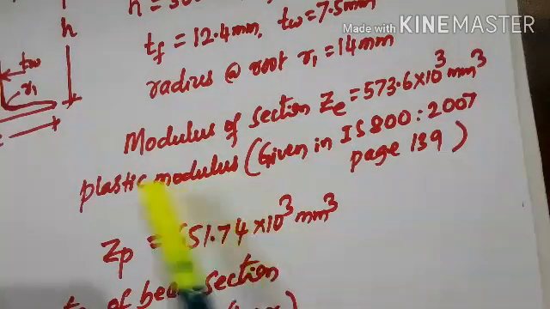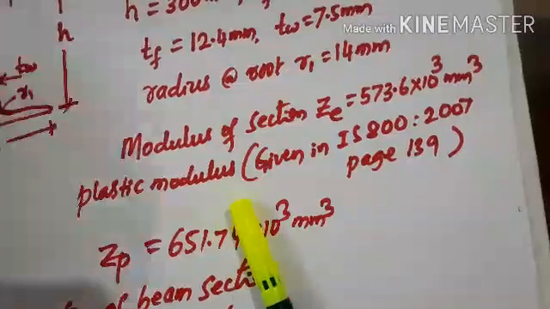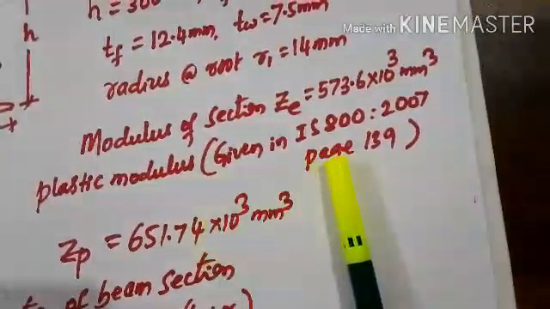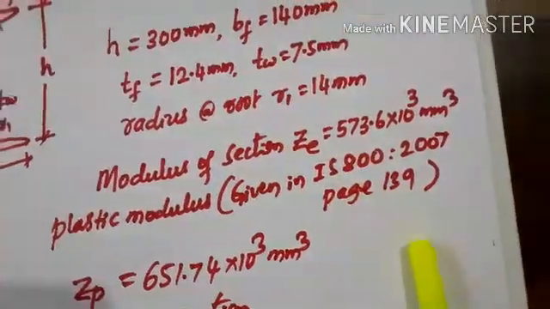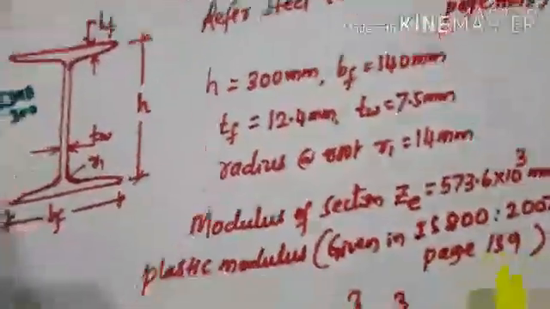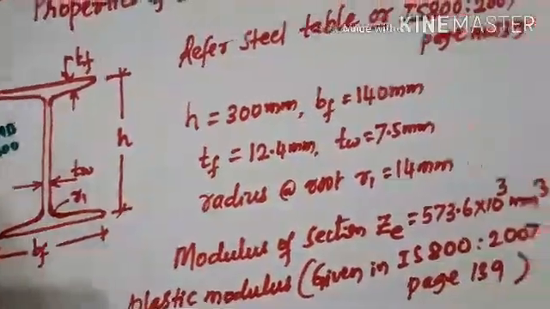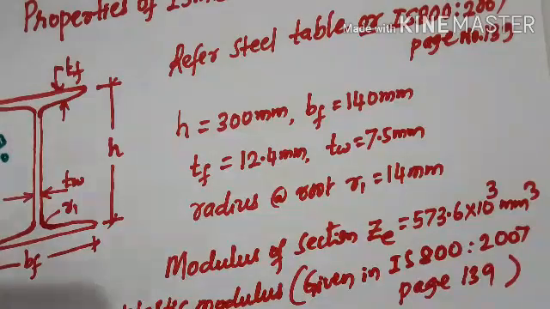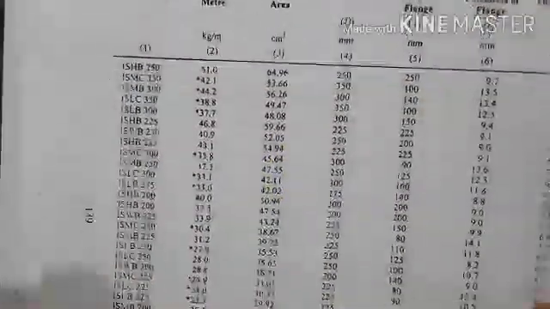The plastic section modulus, either you have to calculate for the given section, or you will directly get it from IS 800 2007 page number 139. If you refer to page number 139, you will get the plastic section modulus. I'll show you. Here on page number 139 various sections are given.